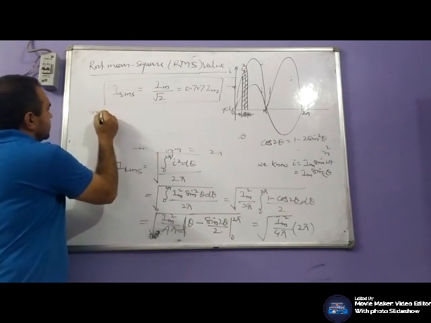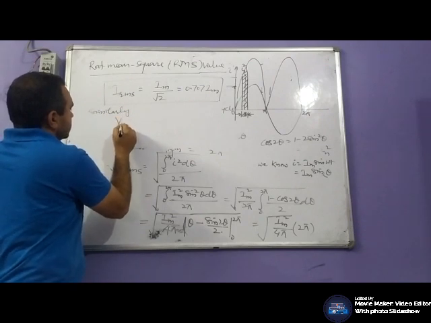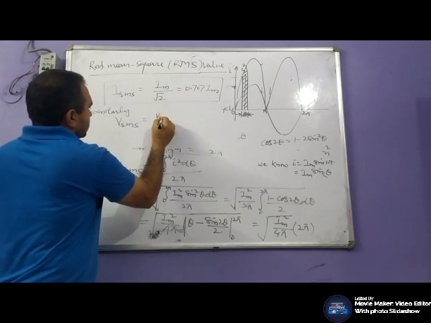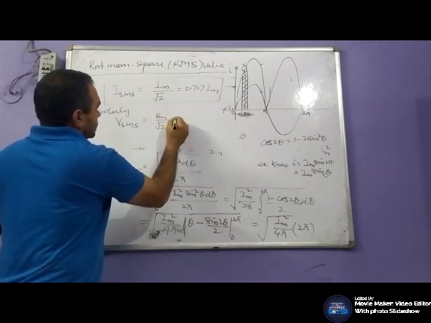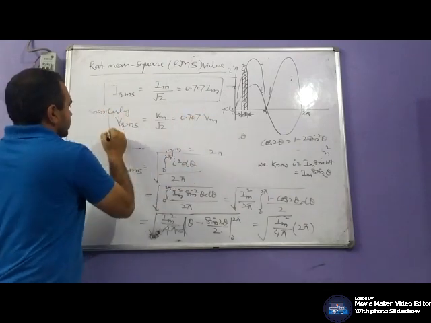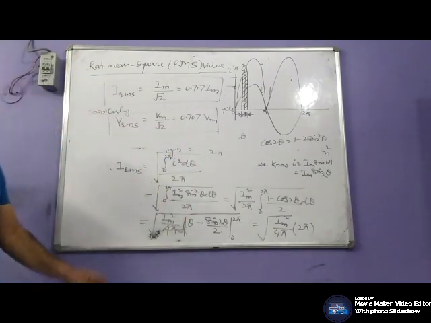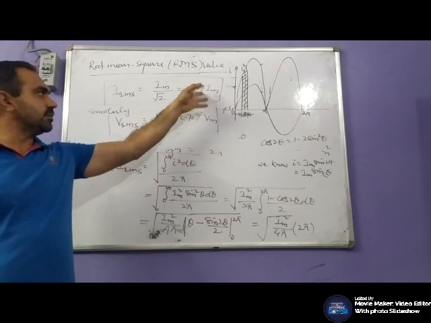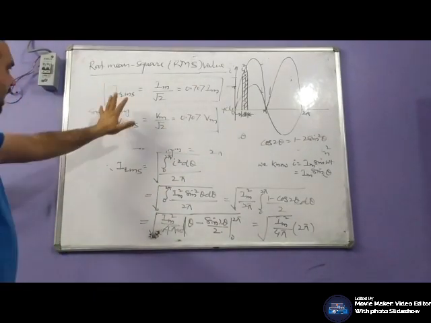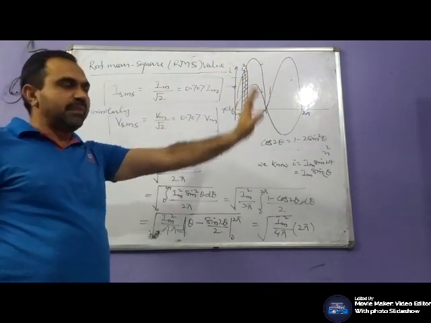Similarly, VRMS is Vm by root 2, or 0.707 of Vm. This is the important relation by which you can correlate between maximum value and RMS value of the alternating quantity. Means RMS value is 0.707 of the maximum value.